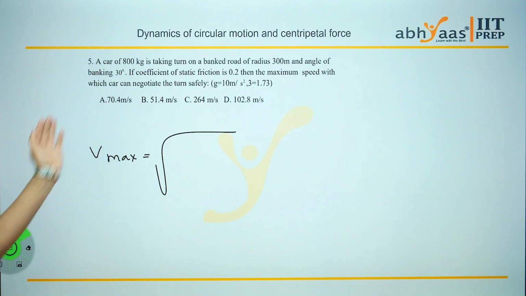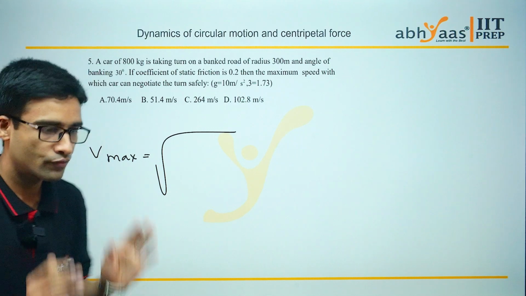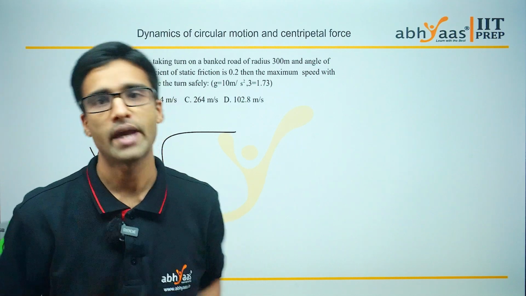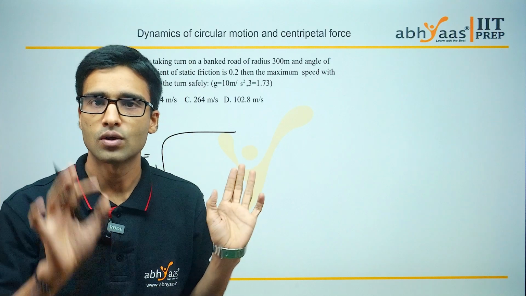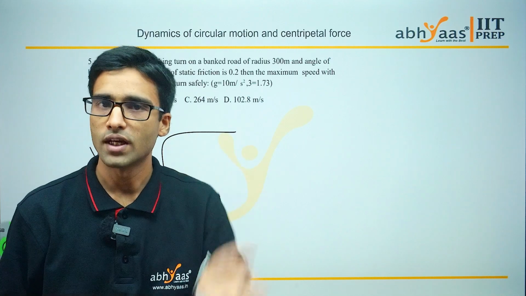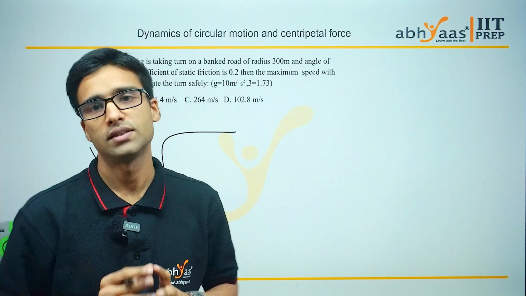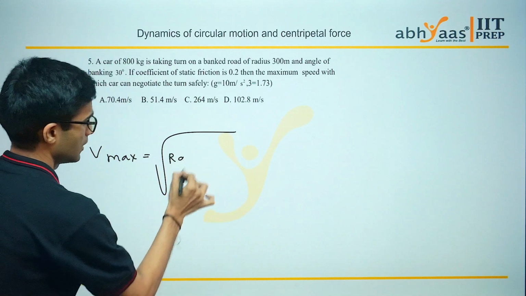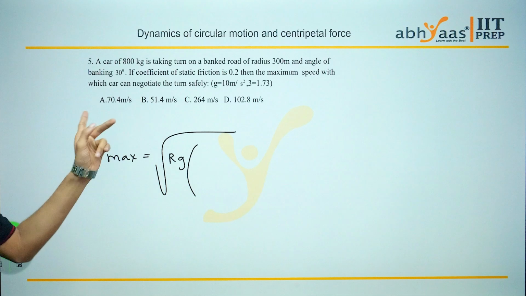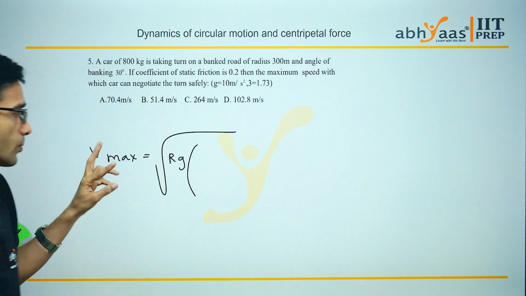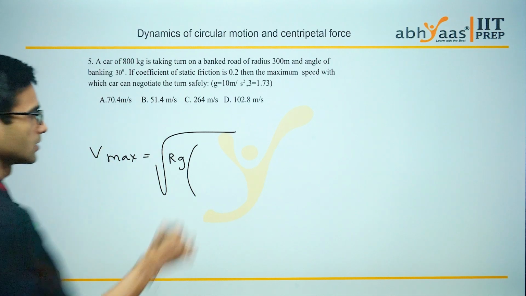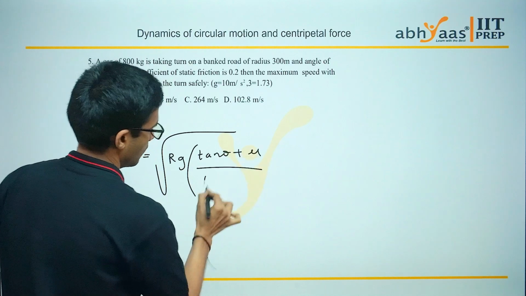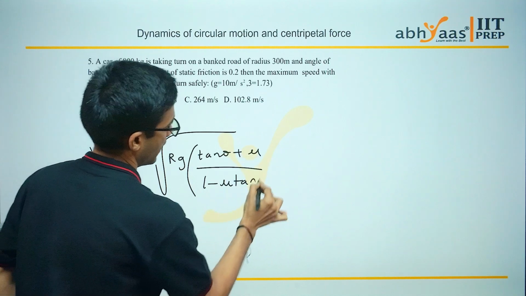If you see that in banking of roads, initially we are not considering friction, we are only considering banking. So there V max equal to root rg. But if you consider friction, you need to keep mu rg. But what are we taking? Rg into, both are there here, the third case. So both banking and also friction. That's why tan theta plus mu by 1 minus mu tan theta.